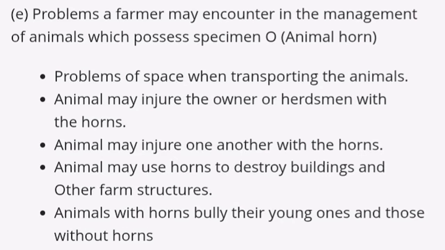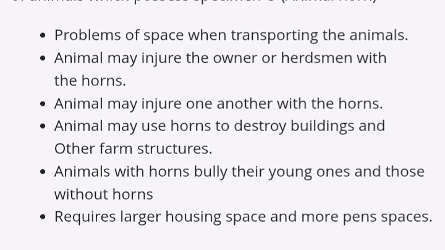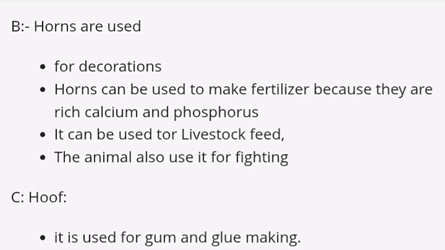Now, what are the problems a farmer may encounter in the management of animals which possesses horn? Okay, number one, problems of space when transporting these animals. And then animal may injure the owner with the horns, and then animal may injure one another with the horns. An animal may use horns to destroy buildings and other farm structures. Animals with horns also bully their young ones and those without horns, and it requires larger housing space and more pen space. So horn is used for decoration. Horn can be used to make fertilizer because they are rich in calcium and phosphorus. They can be used for livestock feed, and then the animal also use the horns for fighting, defense if you want.